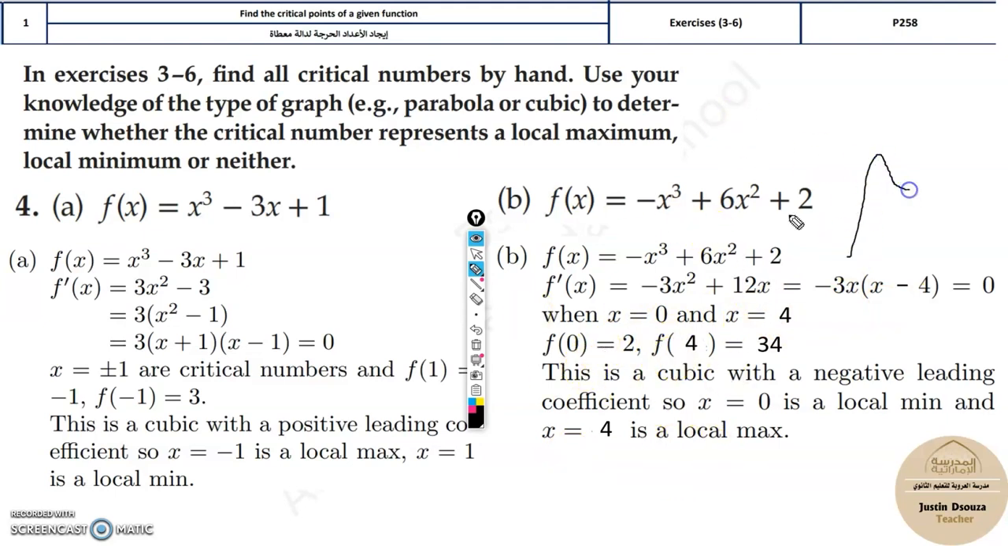You can have the knowledge of the graph. Now over here it's minus, so what happens is the upside is the left side. The cubic graph will be something like this. So the first value, the lower value, which is the lower value? 0 will be a minimum and 4 will be a maximum. So this is how we can solve having the knowledge of the graph.